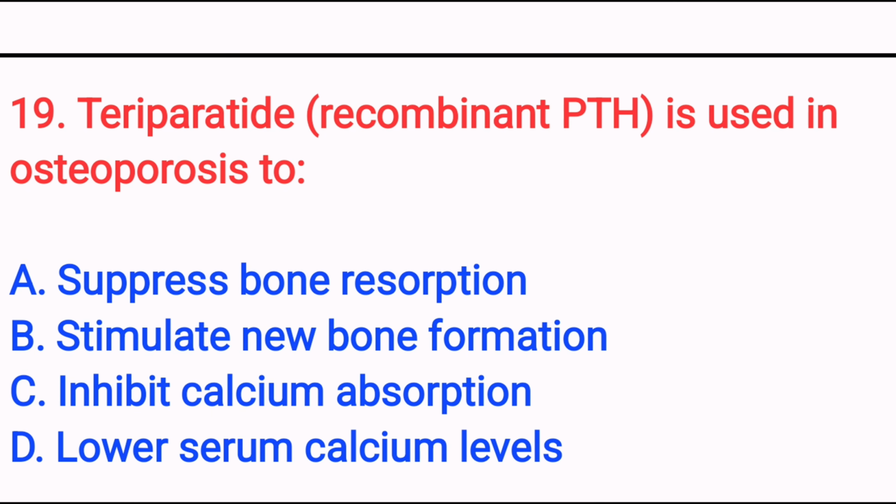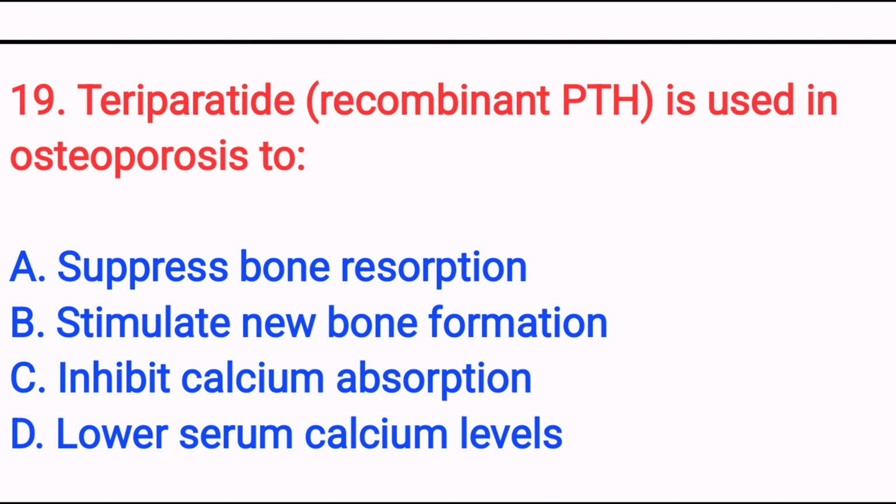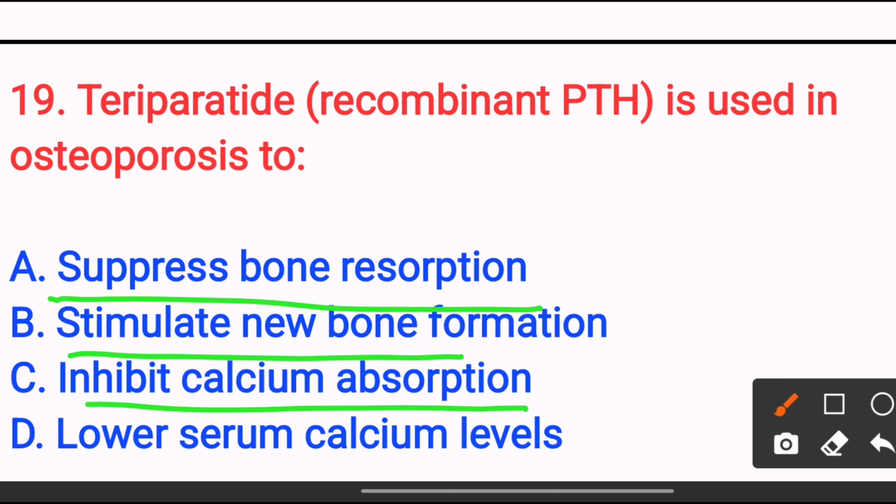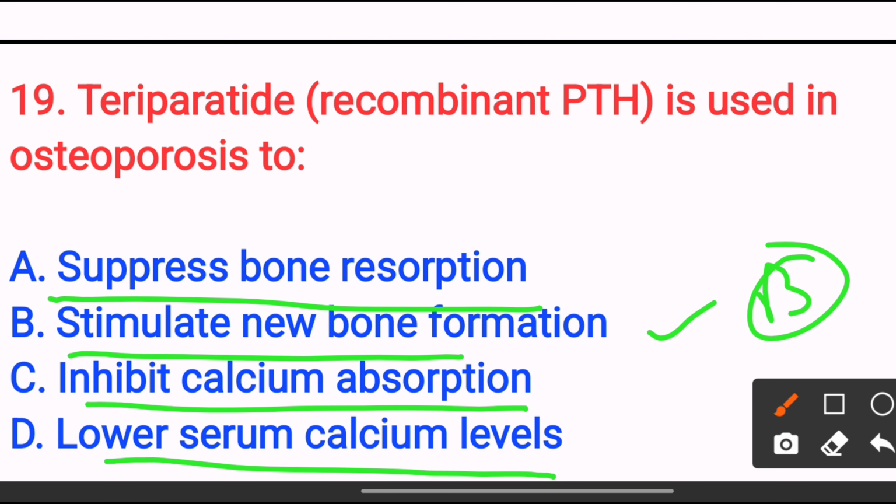Next, teriparatide, recombinant PTH, is used in osteoporosis to option A, suppress bone resorption. Option B, stimulate new bone formation. Option C, inhibit calcium absorption. Option D, lower serum calcium level. The answer is option B, stimulate new bone formation. Teriparatide stimulates the osteoblasts, promoting bone formation and increasing the bone density.